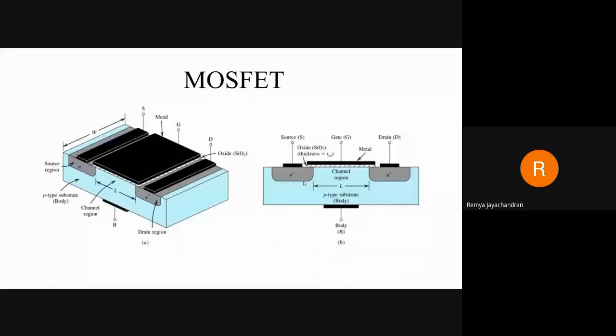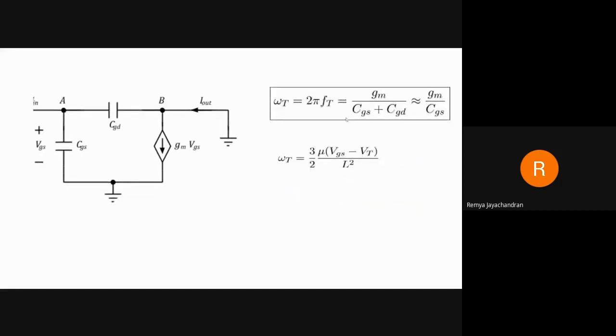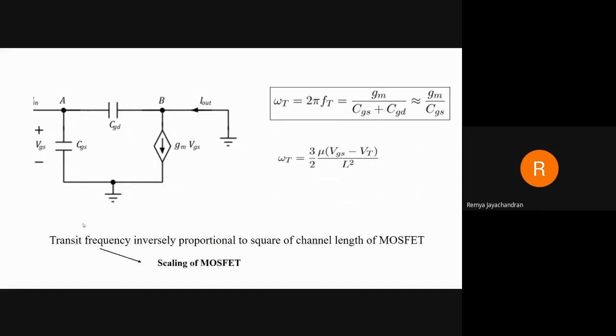And they analyzed the small signal model of this MOSFET structure. And from that, they developed the equation for the transit frequency. That is the frequency at which the small signal short circuit current gain of an intrinsic MOSFET drops to unity. That is the transit frequency, the maximum frequency at which the MOSFET can operate. And from that, they got the relation between the frequency and the channel length of the MOSFET device. And you can see that the transit frequency is inversely proportional to the square of the channel length of the MOSFET.